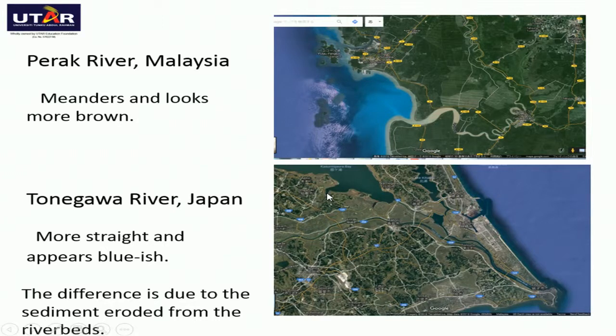The one in Malaysia looks winding around, and the one in Japan looks more straight. The more distinctive difference, however, is that the Pearl River looks more brown than Tonegawa. The reason is that Pearl River carries much more sediment than Tonegawa.